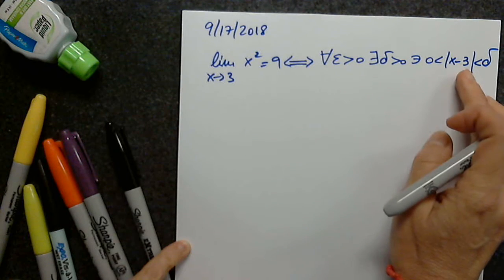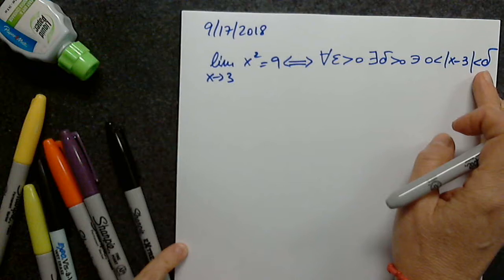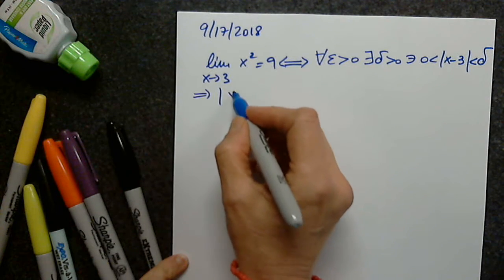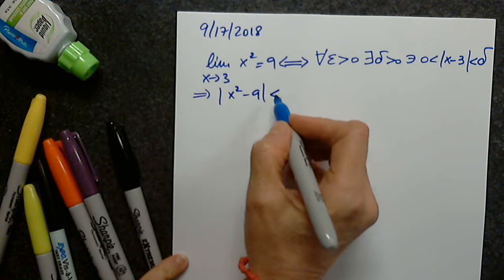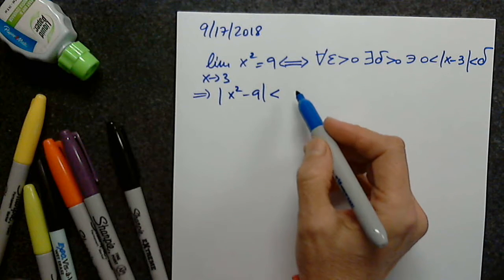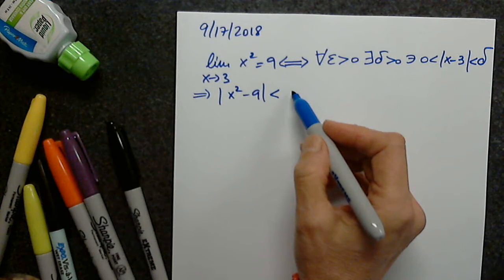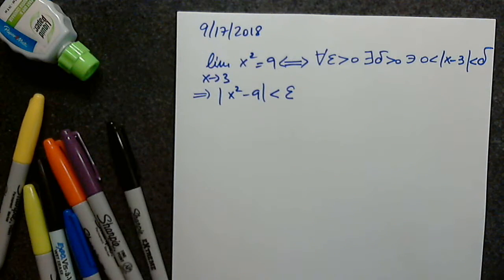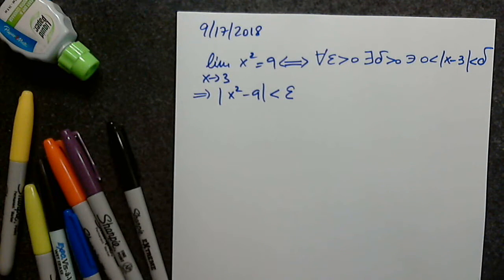If I pick x close to 3, how close? Delta close. This will always happen: |x squared minus 9| will always be less than epsilon. Very good. So it's the same definition. It's just that now the function is a little bit of a problem, because it's quadratic. I start with the same step, like before. No change there.